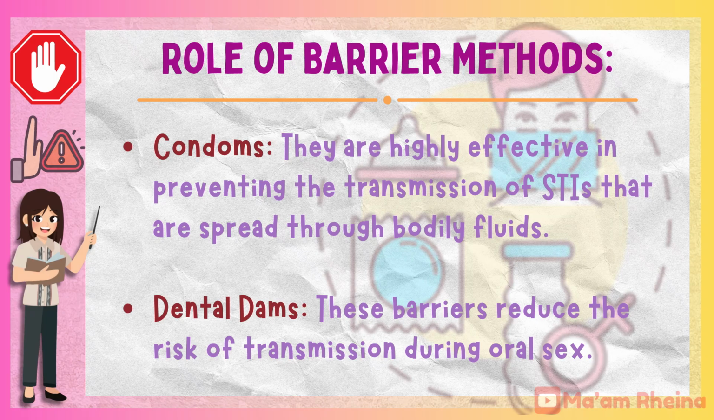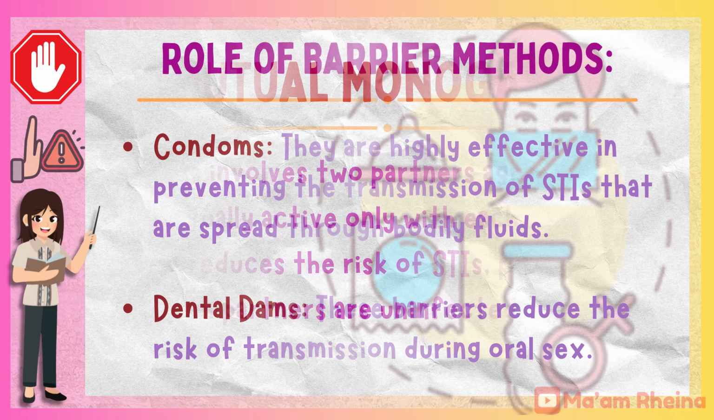Condoms, when used correctly, are highly effective in preventing the spread of STIs through bodily fluids like semen, vaginal fluids, or blood. Dental dams. These flat pieces of latex reduce the risk of STI transmission during oral sex. These barriers help protect both partners, especially when STI status is unknown.